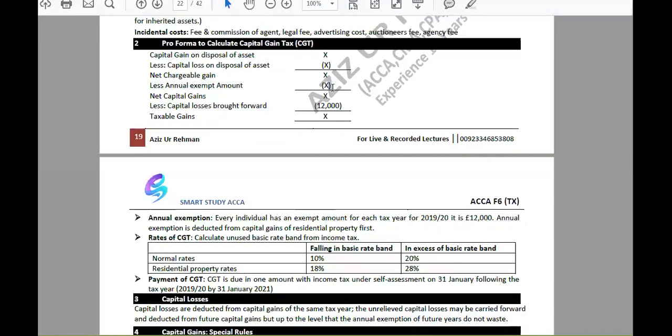So in this way, first of all, we will net off all of the gains. For example, if we have sold 4-5 assets, we will add all of the gains of the current year. We will deduct all of the losses of the current year. We will deduct the annual exempt amount for the current year. I am repeating once again, it is £12,000. We have net capital gain. After that, we will deduct brought forward losses. We have taxable gains. We have to pay tax on this gain.